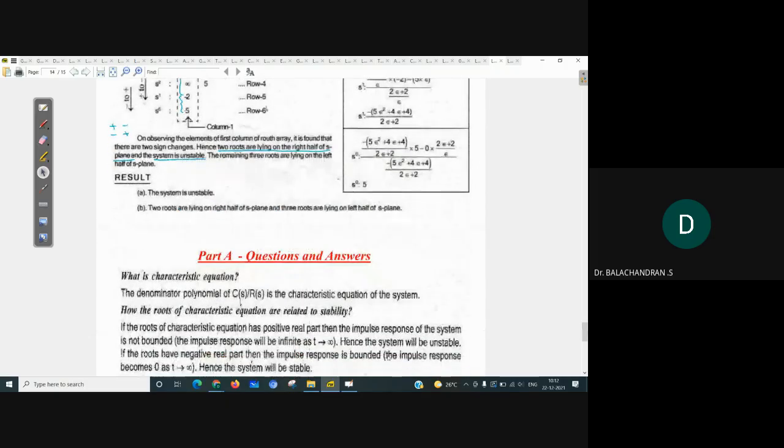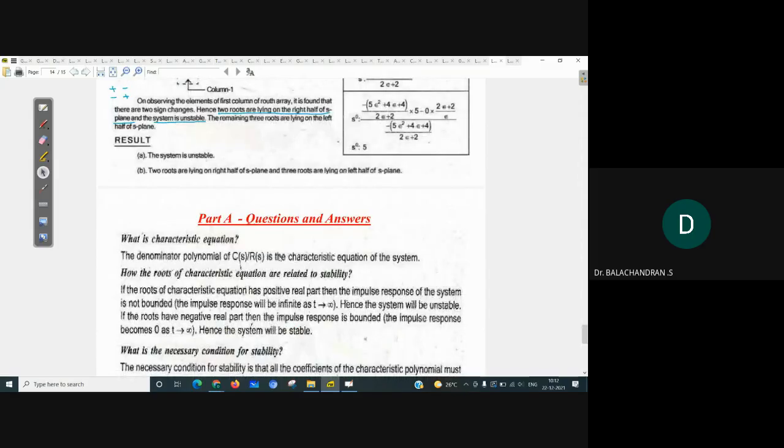Some of the part A questions, so I will give them quickly. What is the characteristic equation? The denominator polynomial of C of S by R of S, that is, the denominator polynomial is called the characteristic equation of the system.